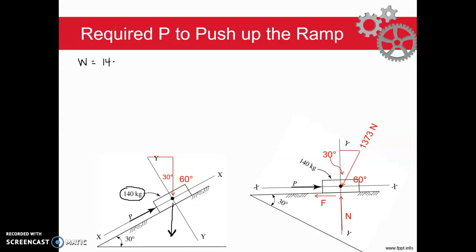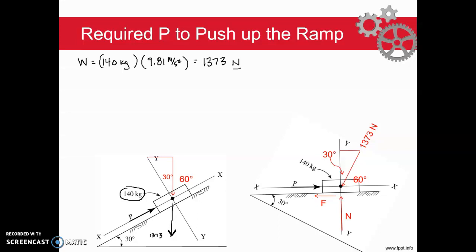So we have 140 kilograms. We're going to take that 140 kilograms and multiply it by the acceleration due to gravity, which is 9.81 meters per second squared. So when we multiply 140 by 9.81, we get 1373 newtons. Okay, newtons are a unit of force. So that's the weight, 1373.